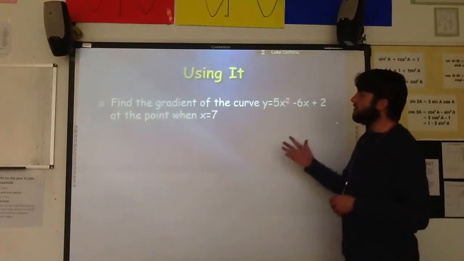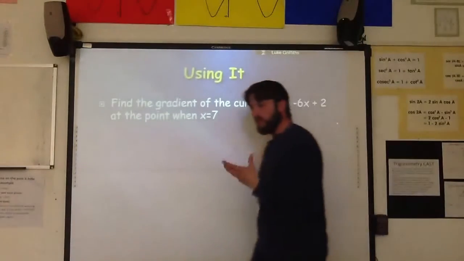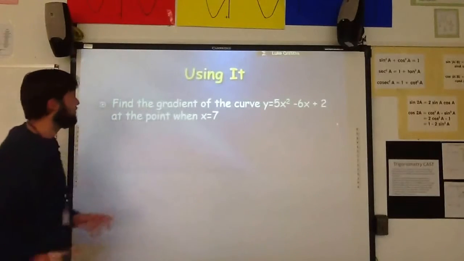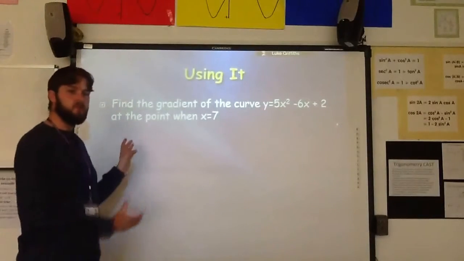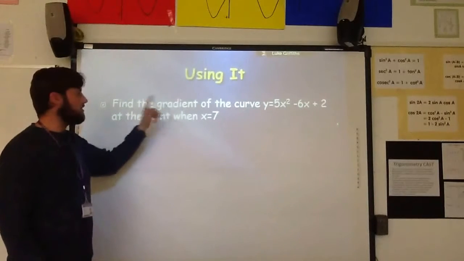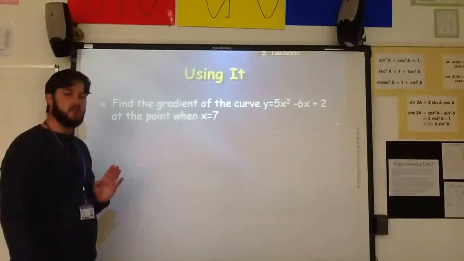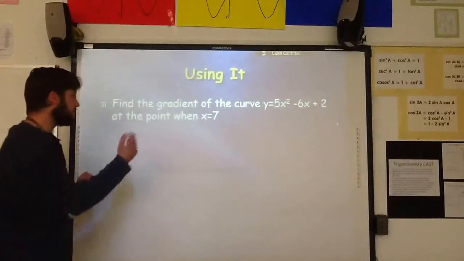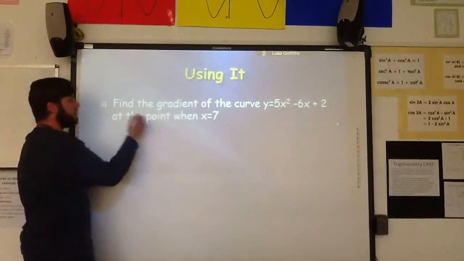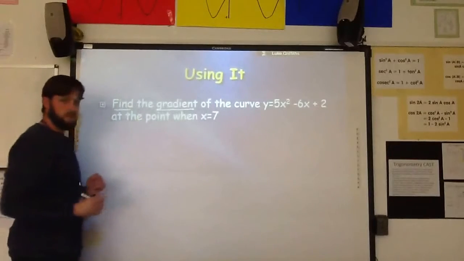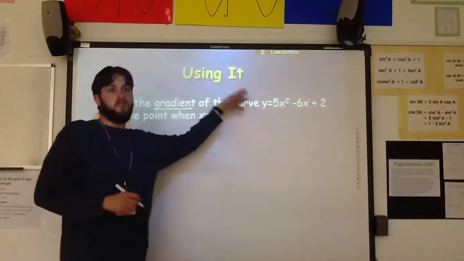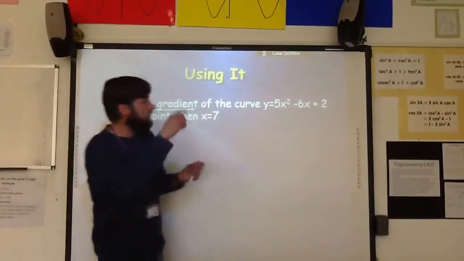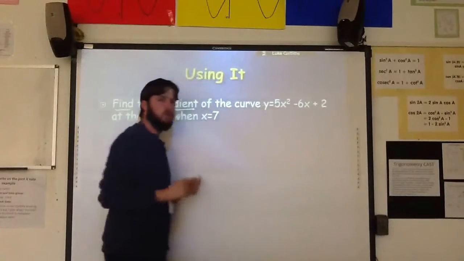Right, so using this idea. It's all well and good being able to find the gradient function. It's much more useful to be able to actually do something with it. So how would we use this? Well, here's one very straightforward example. Find the gradient of the curve y equals 5x squared minus 6x plus 2 at the point when x is equal to 7. How do we do it? Well, you can see that the question wants me to find the gradient of the curve. Now, in this format, this equation doesn't tell me anything about the gradient. At the moment, what I've got is a formula that says if I put an x coordinate in here, I'll tell you where the y coordinate is.